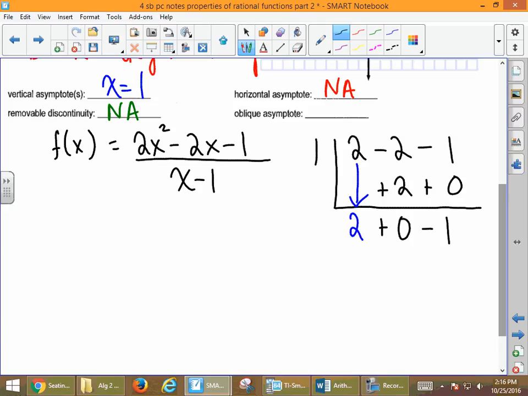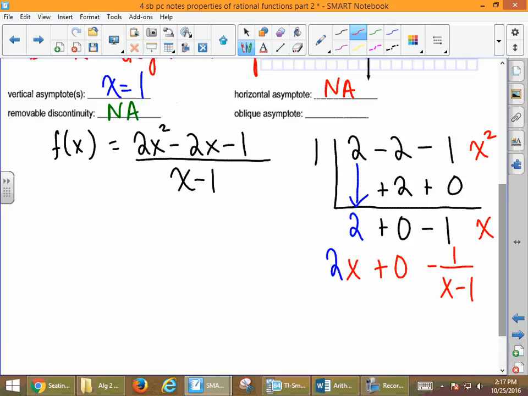Once again, what we're trying to do is use synthetic division to come up with our oblique asymptote. What we started with is an x squared term. We divided by a first degree term, and every time we divide, our degree goes down by 1. So what we're left with here is 2x plus 0 minus 1 over x minus 1.